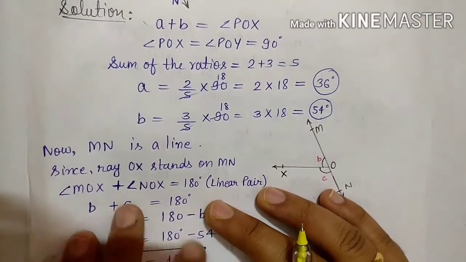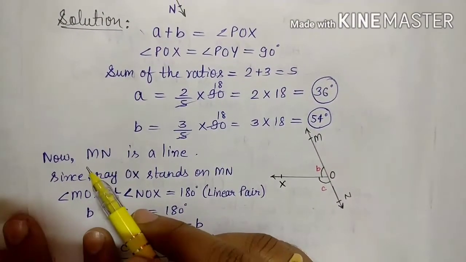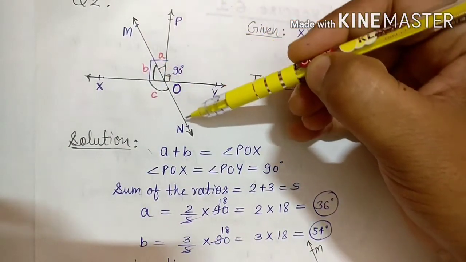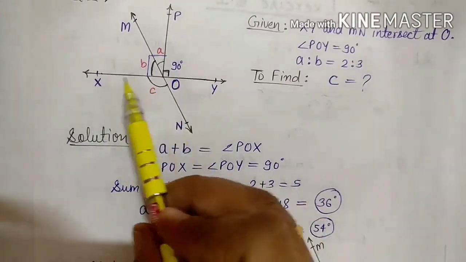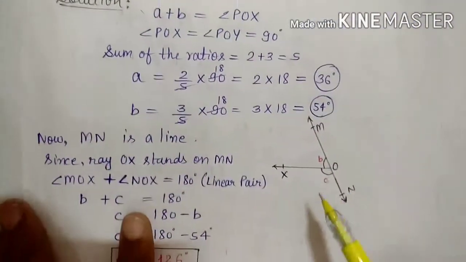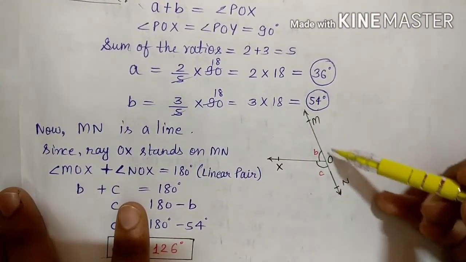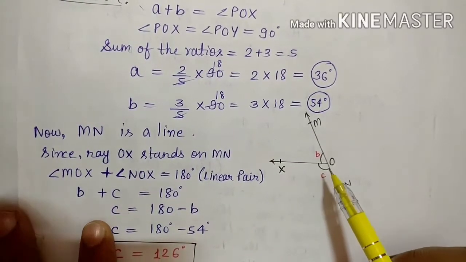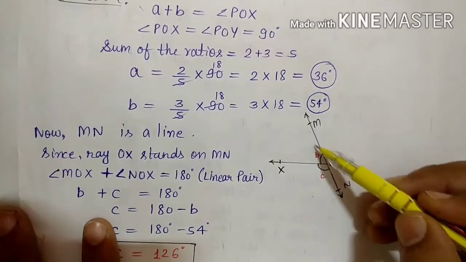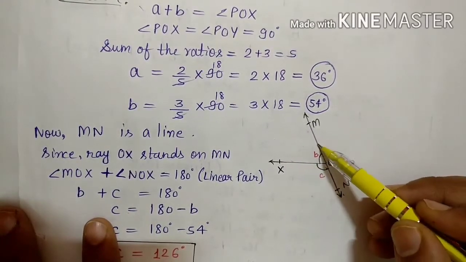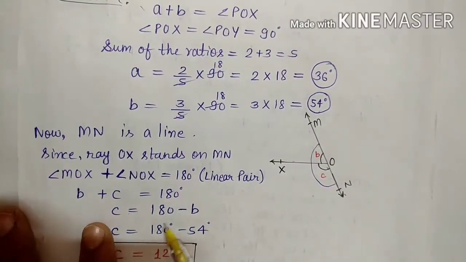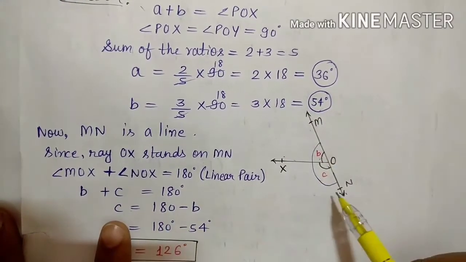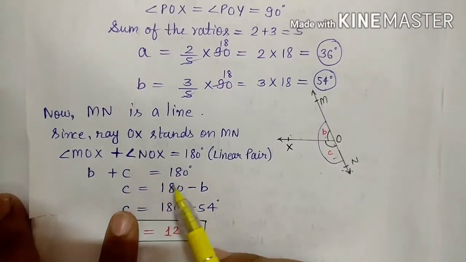Remember this one. Now if we check properly, we find that MN is a line, this one line in the original figure. This MN is a line, and this OX is working as a ray on it. We have drawn only this much part, MN and OX. So we can say that MOX plus NOX will make a linear pair, 180 degrees. Now MOX is b, and NOX is c. So b plus c equals 180.